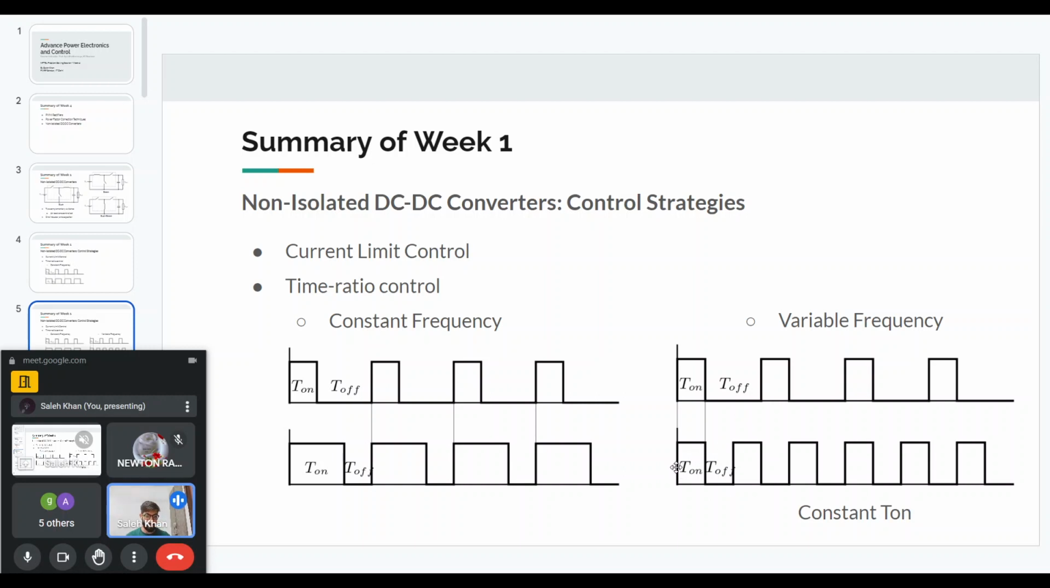You can see in the bottom case, the switch turns on here and then turns on again at this point, which is closer compared to the top diagram. That means the switching frequency is increasing. So in variable frequency control, our switching frequency will not be constant, and as we change the voltages or currents, our switching frequency will also change.